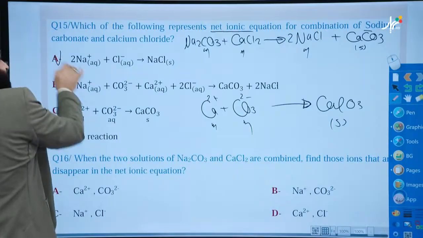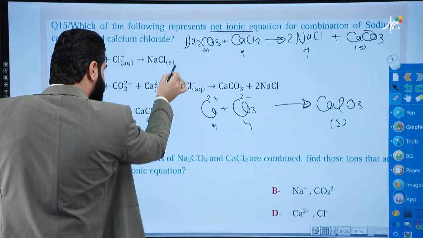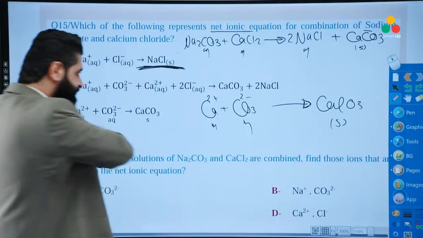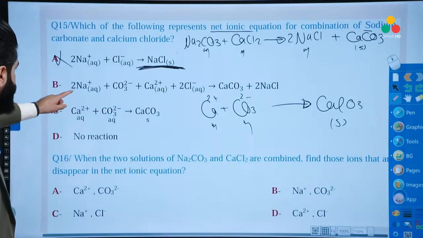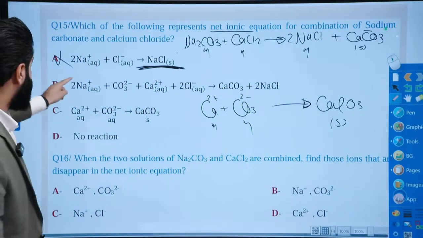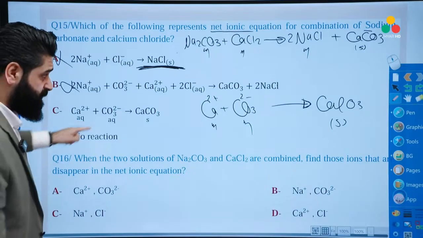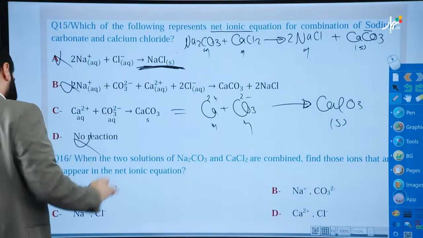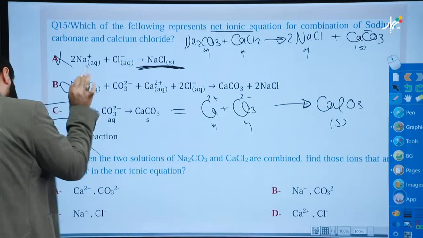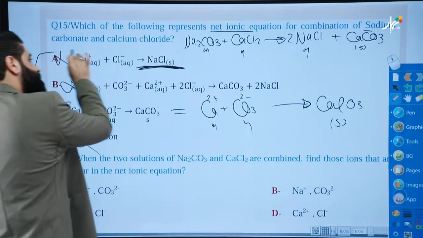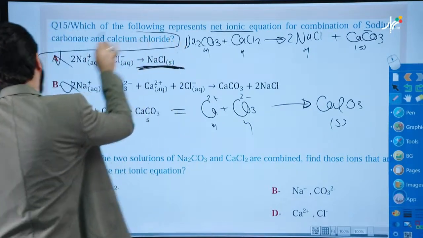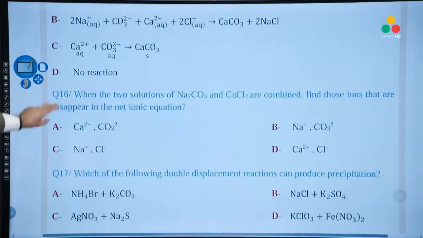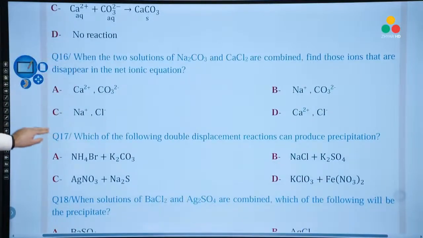This is incorrect. Look at this. How about this one? No, this is incorrect. How about this? Are they the same? Yeah, they're the same. No reaction? No. So this is the net ionic equation for the reaction between the following two reactants. Good.